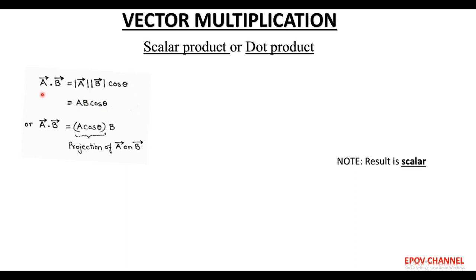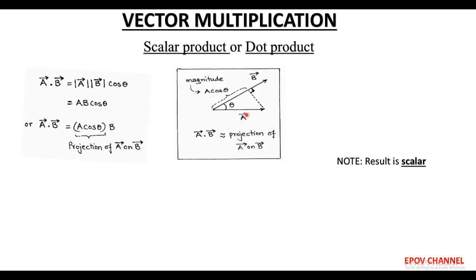And here in the dot product the first vector is a vector, so we take cos theta with the magnitude of a vector, and this a cos theta is called the projection of a vector on b vector, as shown in the figure.